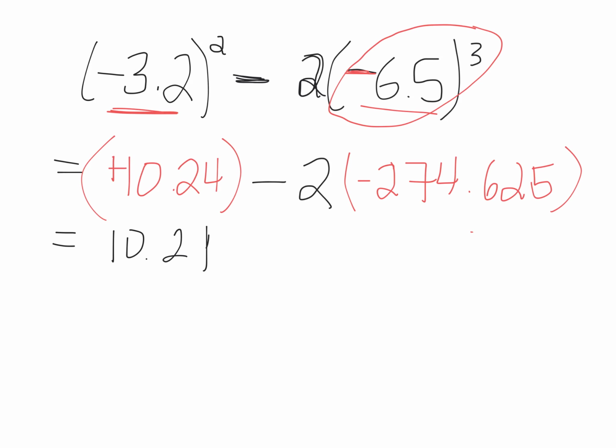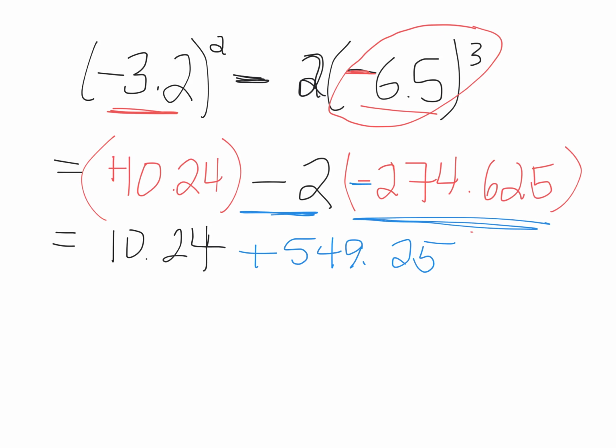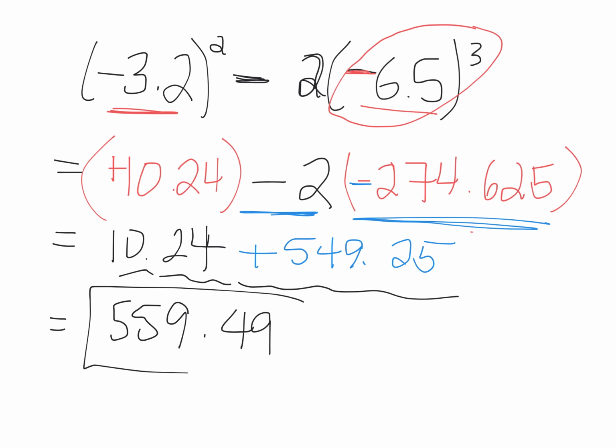Now we have our 10.24. And now we need to take negative 2 and multiply it by negative 274.625. Okay, this is one way you could do this. What's negative 2 times a negative 274.625? Is my answer going to be negative or positive? Positive. What's 274.625 times 2? 549.25. How many of you had this as your next line? Okay, now when we add the two together, we get 559.49. That should have been your final answer.